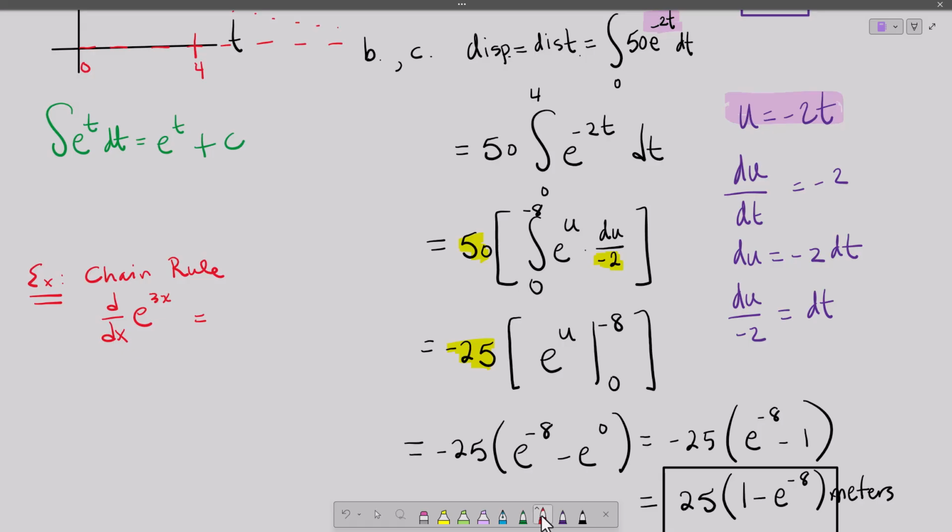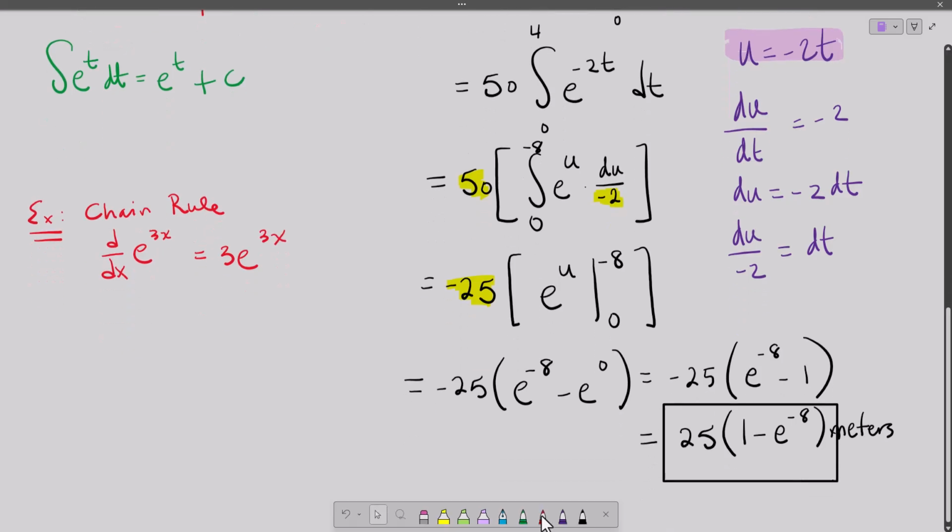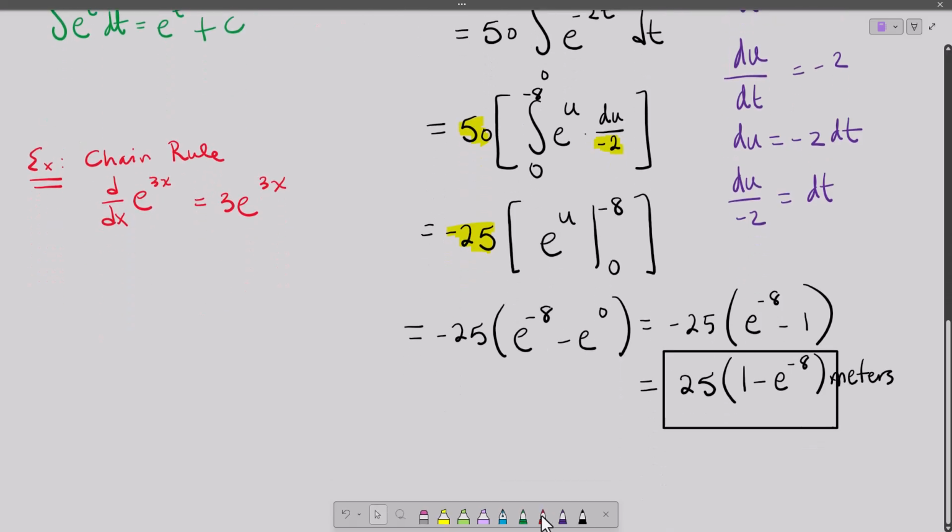E to the 3x times 3? I heard that, I think. Or maybe that's just what I wanted to hear. No, I said it. You said it. I'll claim that because it's right. That's right. She's claiming it. Everyone agree with that? So for an exponential, the derivative is itself multiplied by the derivative of the exponent. Derivative of the exponent's 3, so we have to multiply by that 3. So here is the reverse chain rule.